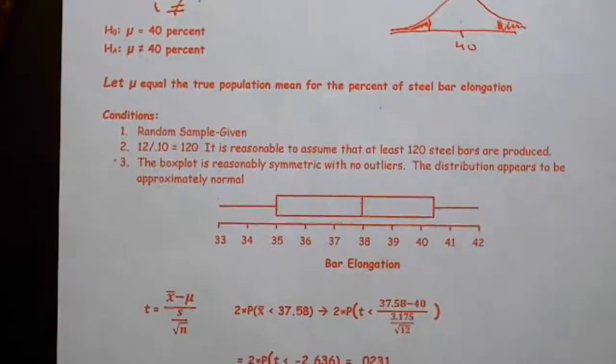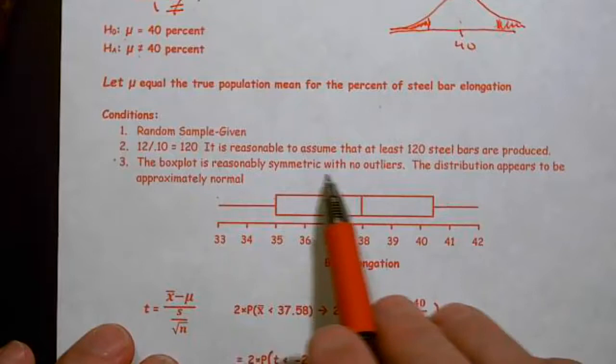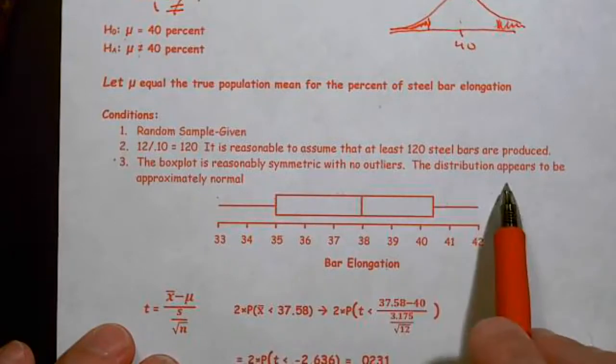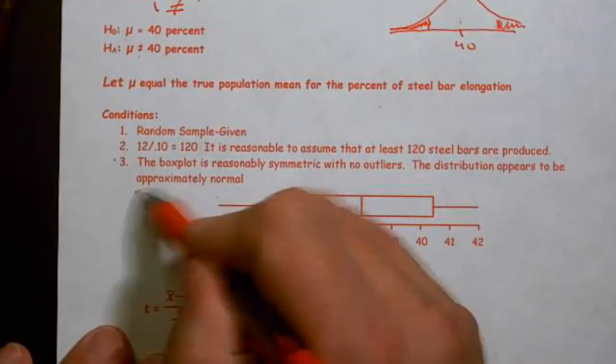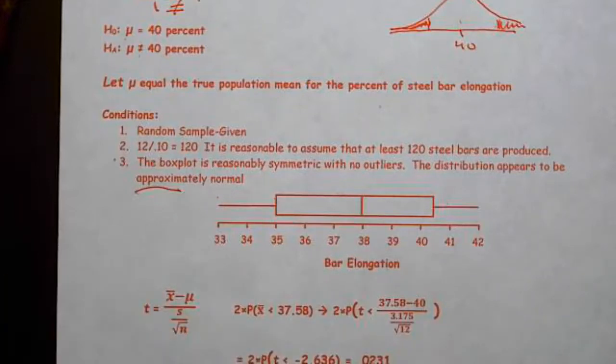All right. Well, while I look at it, the box plot is reasonably symmetric with no outliers. The distribution appears to be approximately normal. Once again, very important that we say approximately normal.